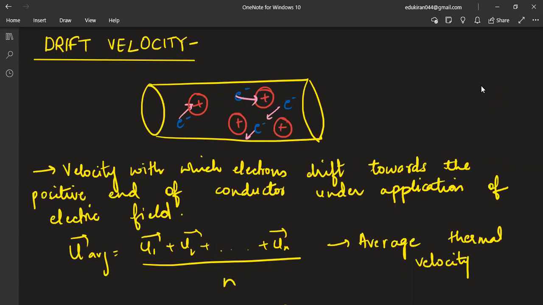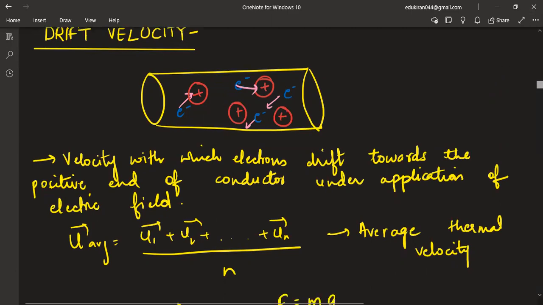So velocity with which electrons drift, basically every electron is having its own unique velocity with which it's moving. And when I ask you to tell me the velocity of the conductor, which velocity will you define? Velocity of the first electron, second electron, third electron, which electron? Obviously, it's difficult. So what we take is the average value of all the velocities of all the electrons. And that average value is known as drift velocity.